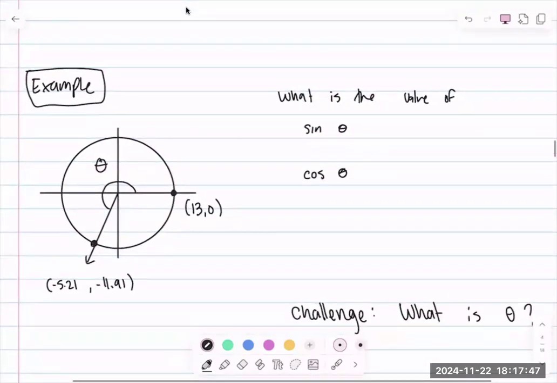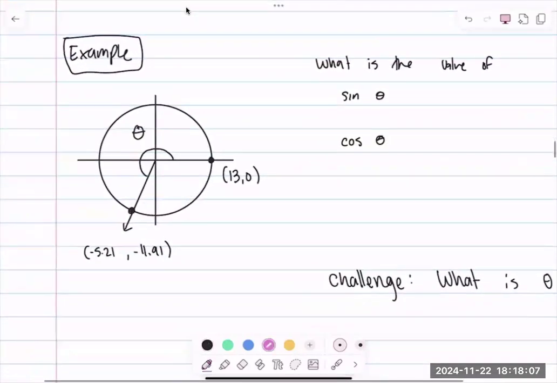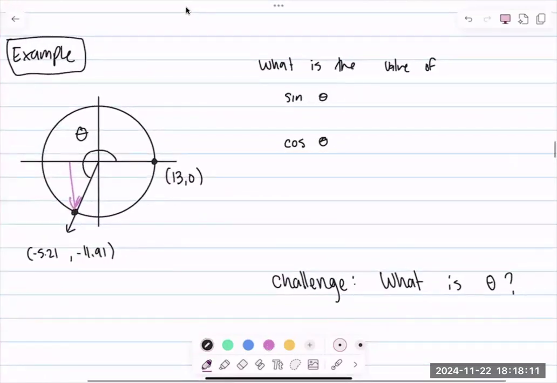Okay, another example. On this circle, figure out the value of sine of theta and cosine of theta. Again, pause and try again. Well, sine of theta is going to be how far above the circle I am in radius lengths. That's going to be related to my y-coordinate. My y-coordinate is negative 11.91, and my radius here is 13. So my proportion is that divided by 13.